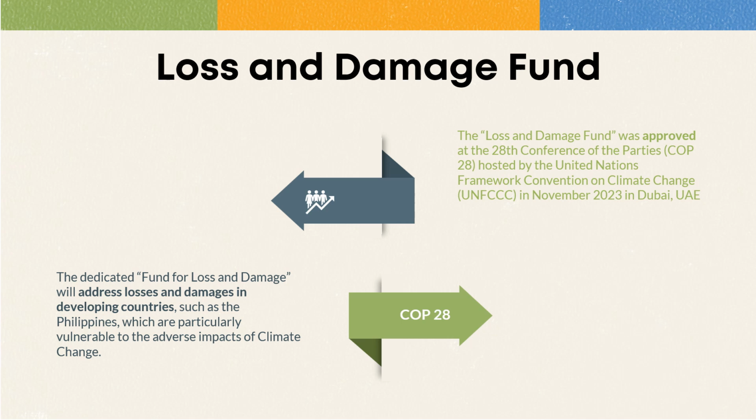The fund's success will be measured by how quickly and effectively it can deliver resources to those in need. With projections indicating that climate-related damages in vulnerable countries could reach up to $580 billion by 2030, the initial pledges are seen as an important first step in building trust between developed and developing nations and ensuring that the Loss and Damage Fund becomes an effective tool for climate justice.